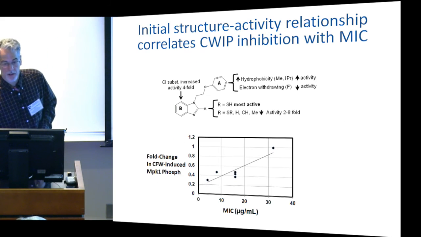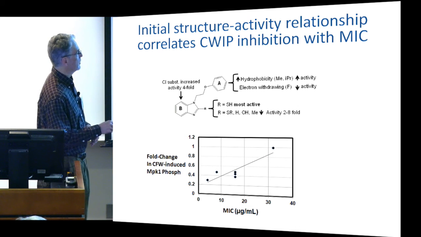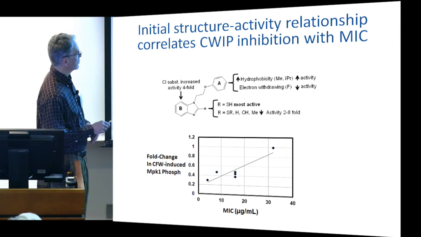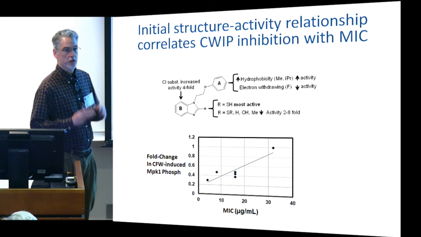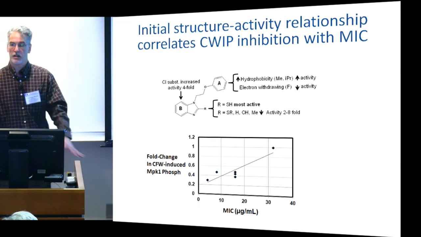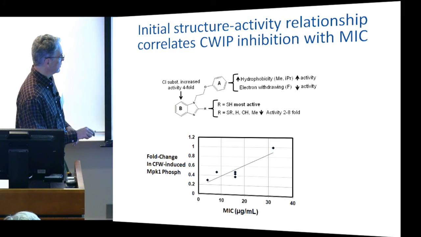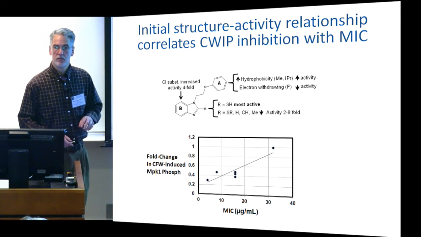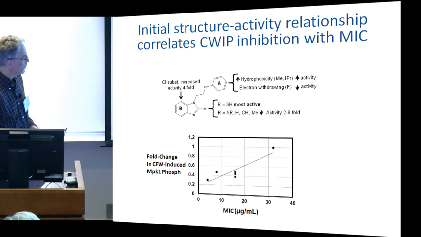We have done a little bit of an SAR around this, and we know that if we increase hydrophobicity up here, we get a better drug or molecule. If we start to get electron withdrawing groups over here, we see improvement. We know we need this thiourea. If we get rid of that, the activity essentially goes away. When we compare the MIC versus our ability to inhibit MPK1 phosphorylation, we have a reasonable correlation, not great, but I think we're on to something.